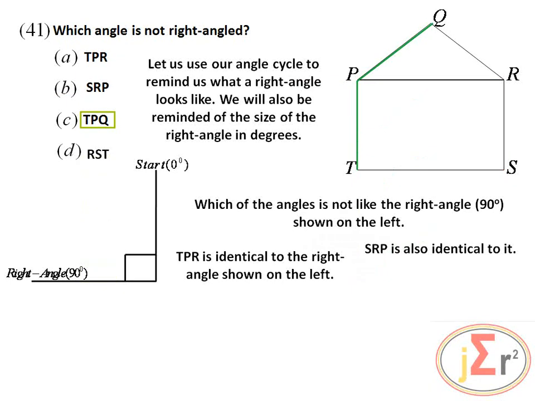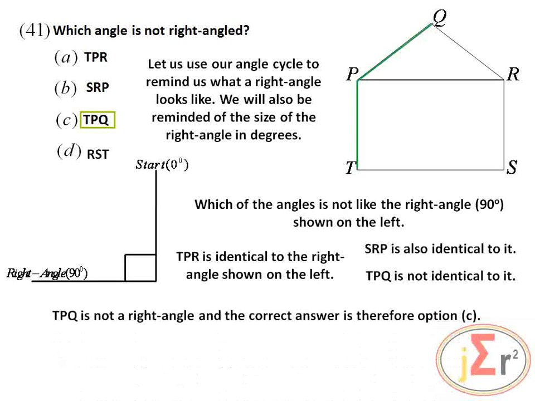What about this one? TPQ. Is this angle the same in size as this one? You can tell me. TPQ is not identical to it. TPQ is not a right angle, and the correct answer is therefore option C. There we have it, option C.